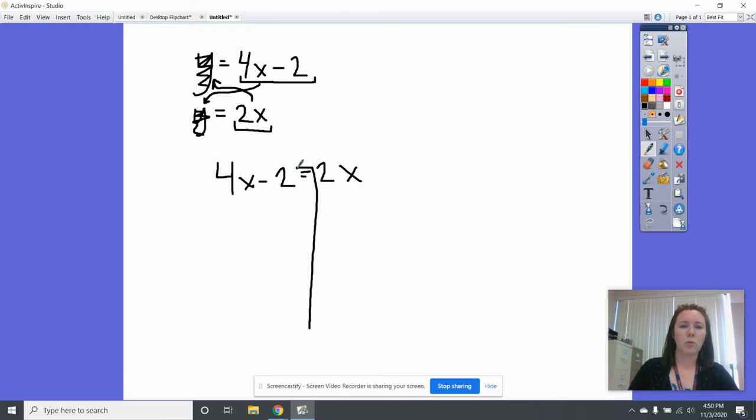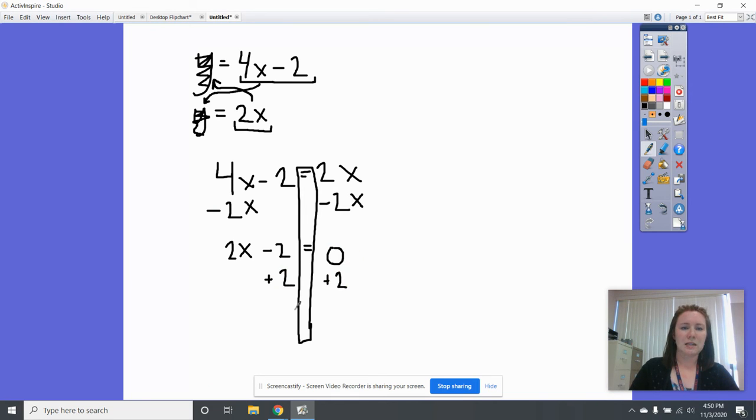I'm going to go ahead and draw my wall. I'm going to choose the smaller x, which in this case is 2x. So I will subtract 2x on both sides. So now I have 2x minus 2 equals, well, anything minus itself is just 0 because there's nothing left over. And I'm going to add 2 to both sides. So now I have 2x equals 2, divide by 2 on both sides, and x equals 1.